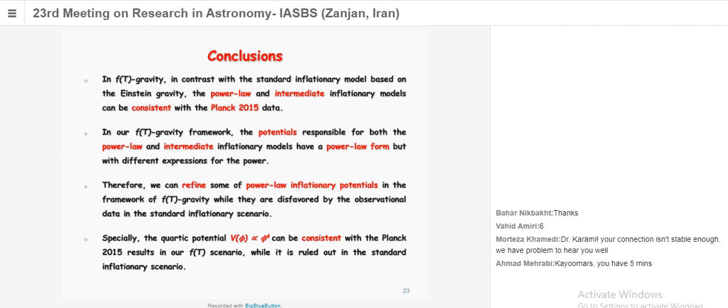In our FT gravity framework, the potentials responsible for both the power law and intermediate inflationary models have a power law form, but with different expressions for the power. And therefore, we can refine some of the power law inflationary potentials in the framework of FT gravity, while they are disfavored by the observational data in the standard inflationary scenario. Especially, an important result is that the quartic potential phi^4, which is important in particle physics, can be consistent with the Planck 2015 result in our FT scenario, while it is ruled out in the standard inflationary scenario.